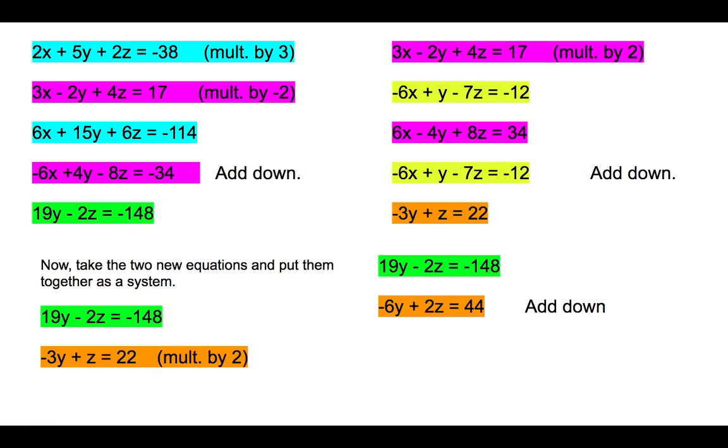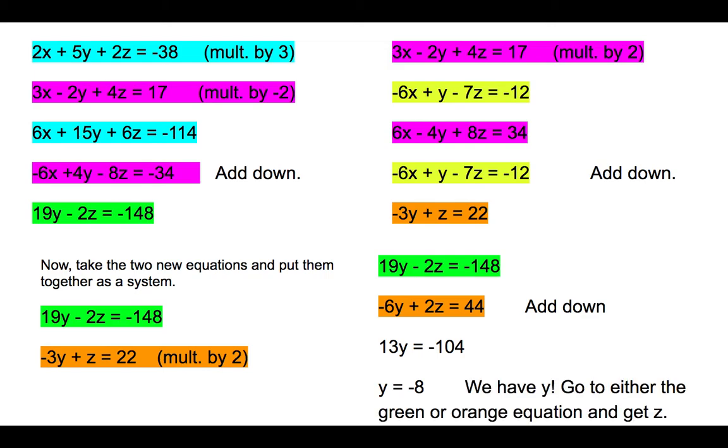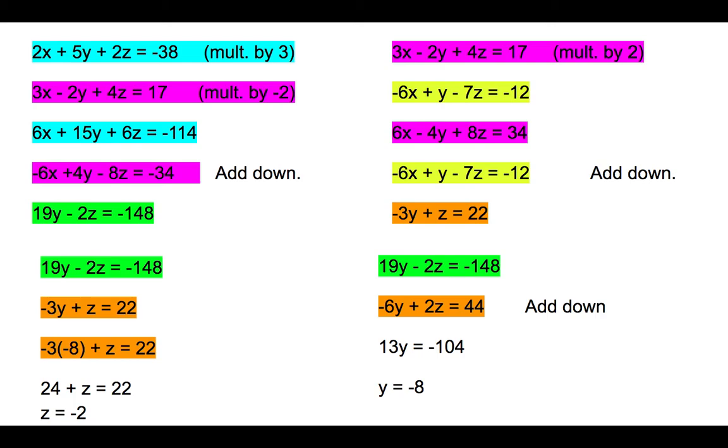Now if I add down, I get that 13y is negative 104, so y is negative 8. Huzzah! We have one of our three answers. What we do now is we backtrack that. We now go back to green or orange and use one of those equations to find the value of z. So, let's think. It looks like the orange one's a little friendlier. The numbers are smaller. So I go back to my orange equation. I put negative 8 in for y, and I get that z is negative 2.